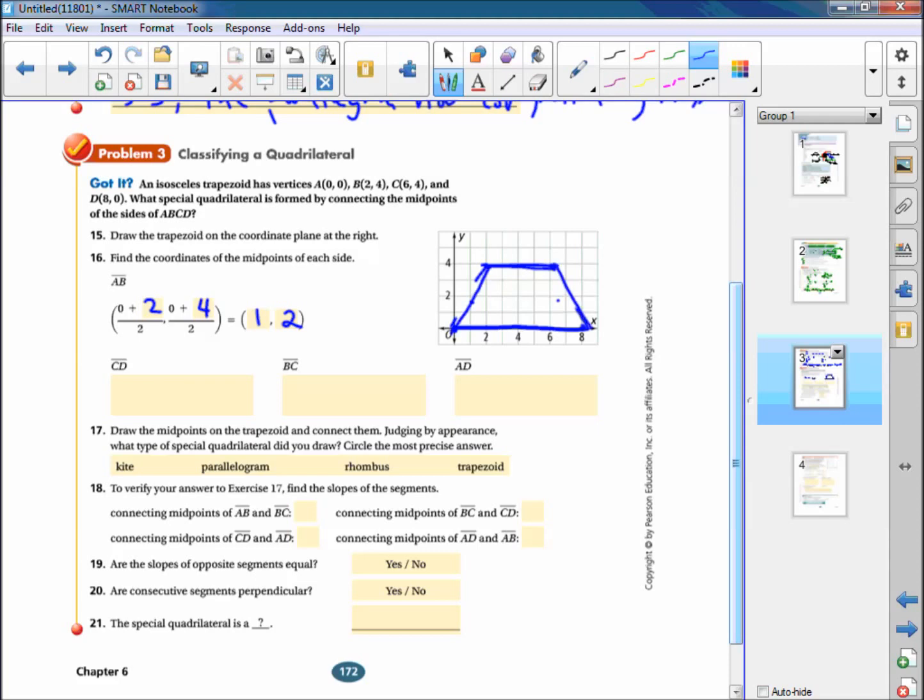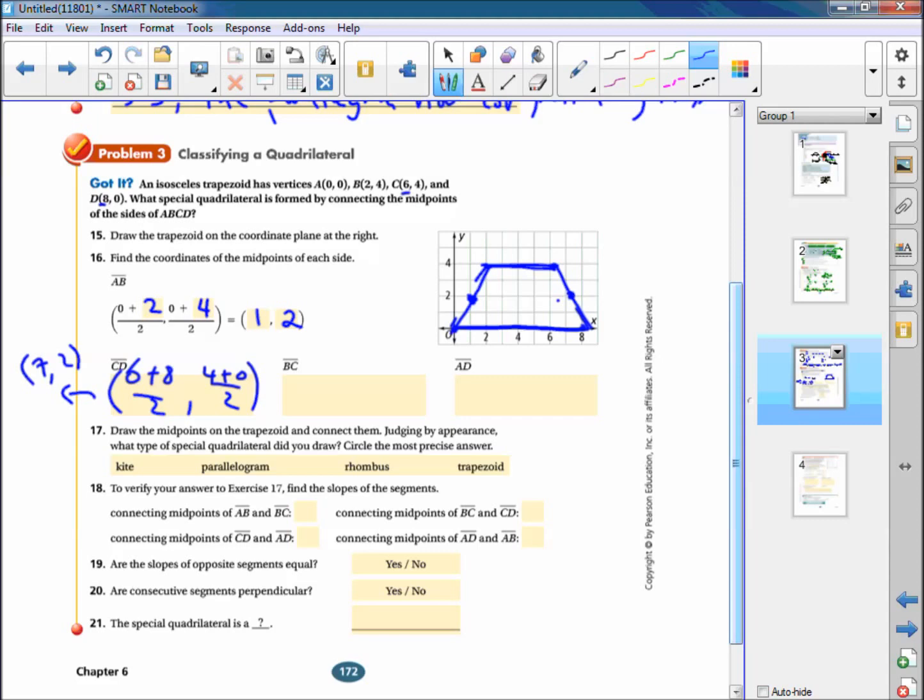Our midpoint is going to be at 1, 2. All right. So we have to find the midpoint of CD. So we add up the x coordinates, which are 6 plus 8 divided by 2. The x coordinates of C and D are 6 and 8. And the y coordinates, which are 4 plus 0 divided by 2. When I'm done with that, I get 14 divided by 2, which is 7, and 4 divided by 2, which is 2. So 7, 2 is my next one.